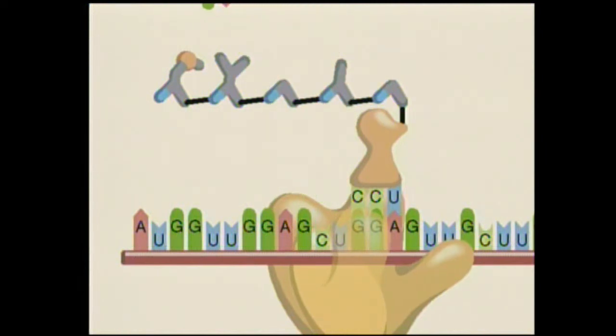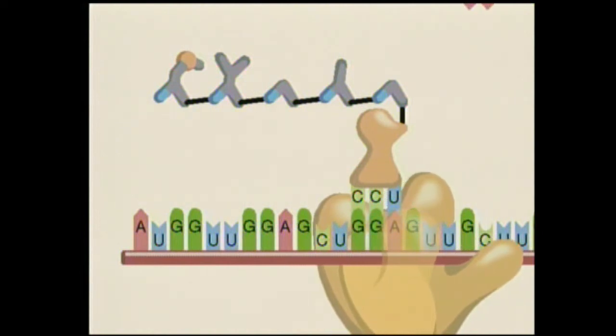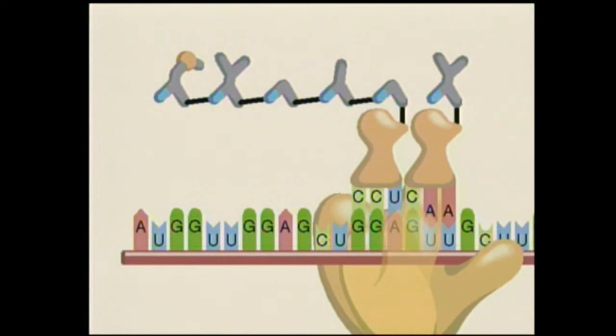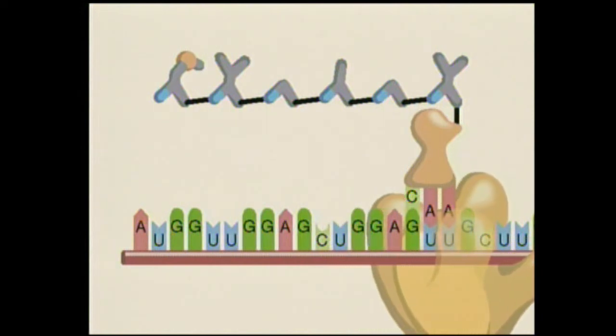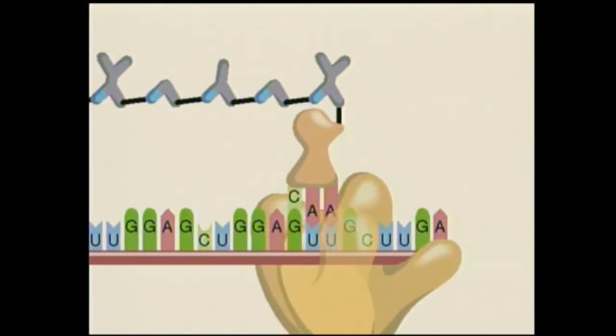The ribosome continues to move along the mRNA. The 3 bases that make up a codon determine which tRNA attaches. Since each tRNA carries a specific amino acid, the sequence of amino acids in the new protein is determined by the order of bases in the mRNA.